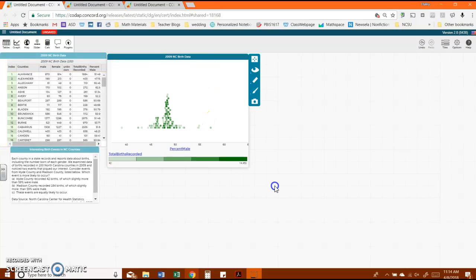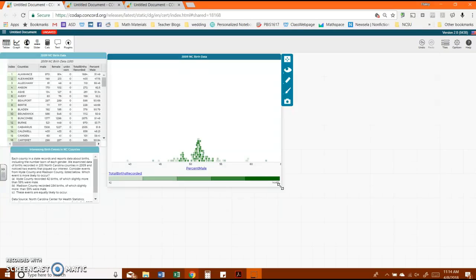So as you can see, the counties with the percent of males that are way outside the normal distribution, like over here close to 60% and down here close to 40%, these are counties that recorded really small birth rates.